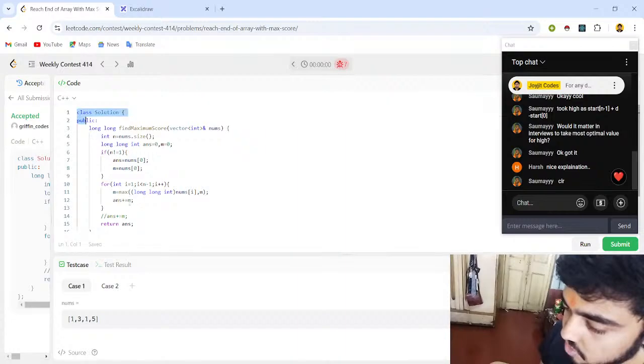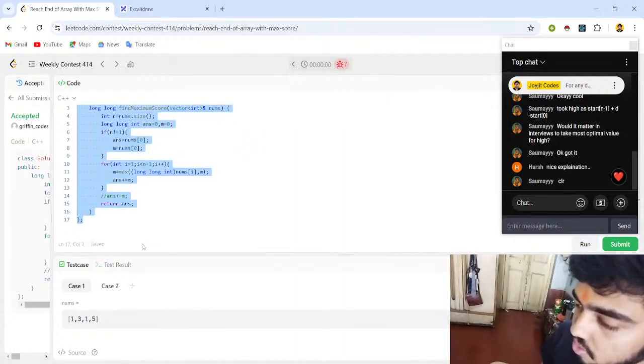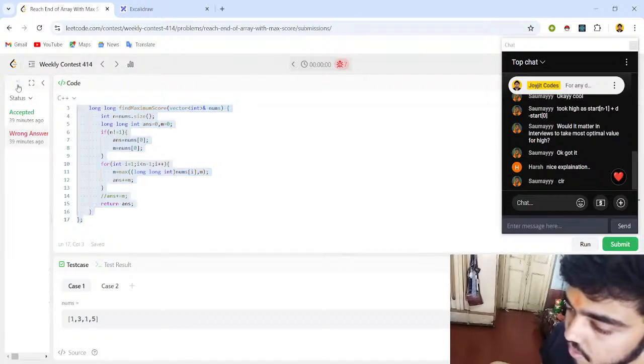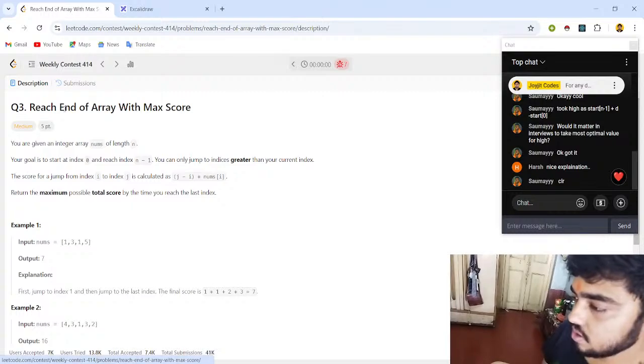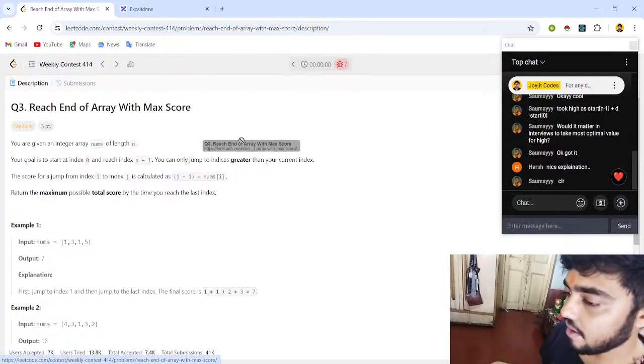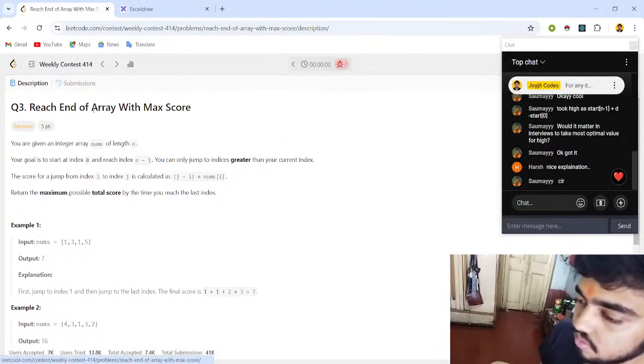So first of all, let me do one thing. I'll just copy the code so that I won't have to go to the description. So let's just go to the description first. Okay, so it is given that you have to reach the end of the array with maximum score.